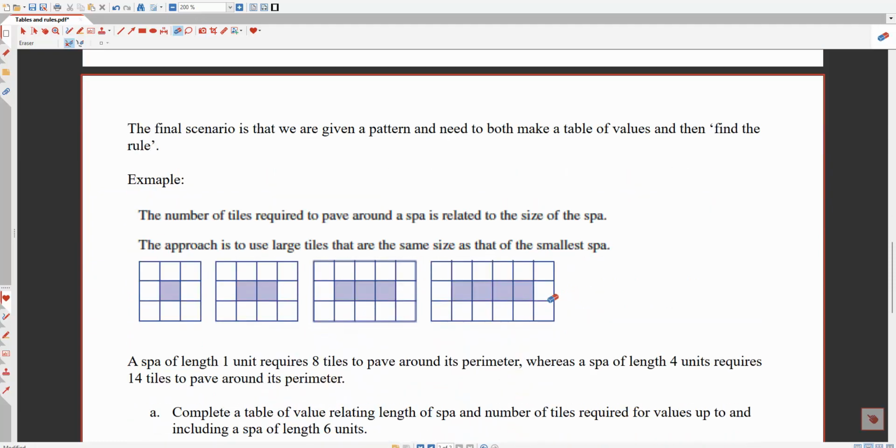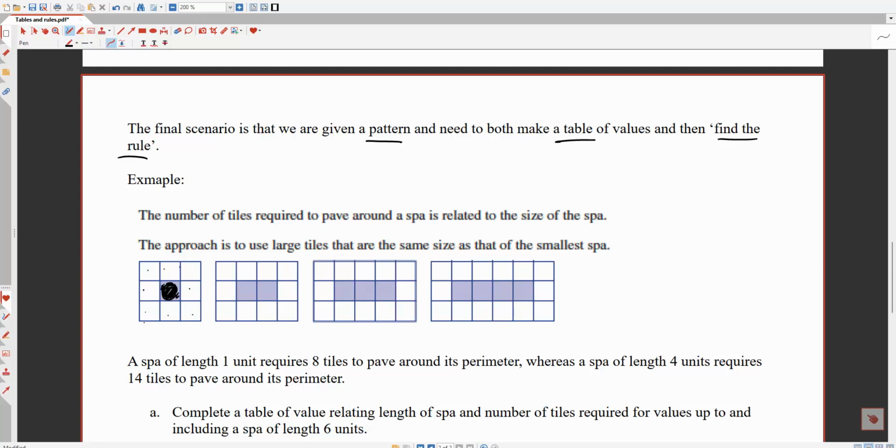Okay, so the last scenario is that we are given a pattern or a diagram and need to make both a table of values and then find the rule. Okay, so here we go. We've got the number of tiles required to pave around a spa is related to the size of the spa. Right, so we're assuming that this thing here is the spa. Okay, and if this is the spa, this sort of shaded tile here, then we can see that we are going to need 1, 2, 3, 4, 5, 6, 7, 8 tiles around it.